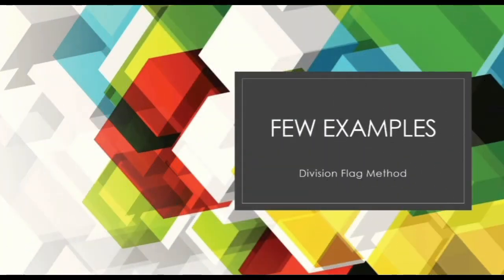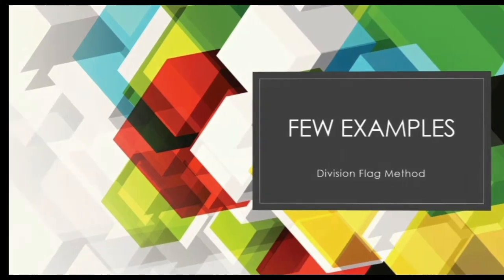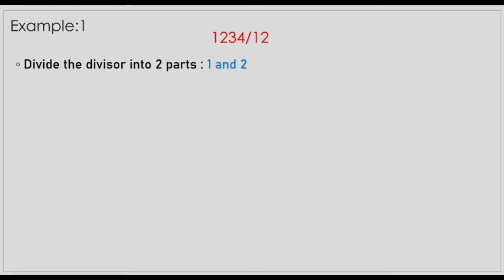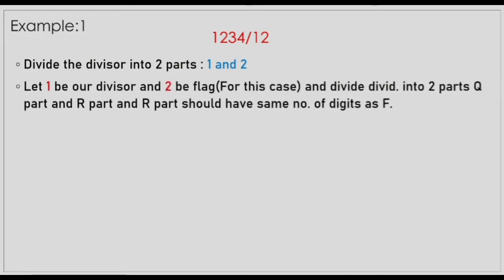Now, let's solve a few examples using the division flag method. Example 1, 1234 divided by 12. Divide the divisor into two parts, that is 1 and 2, as the divisor is 12 in this case. Let 1 be our temporary divisor denoted by TD, and 2 is our flag, which is denoted by capital F in this case. Divide the dividend into two parts, the quotient part and the remainder part, and the remainder part should have the same number of digits as the flag.